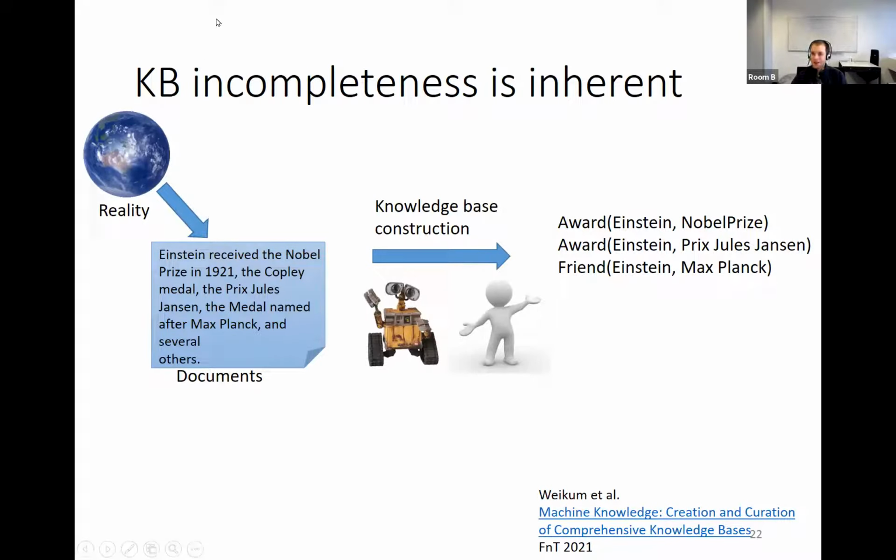And even if extractors were perfect, another reason is that they are usually resource bounded. We have only finite time for human curators, or perfect extractors can only go to a limited set of websites. So these are four general reasons why knowledge base incompleteness is inherent.